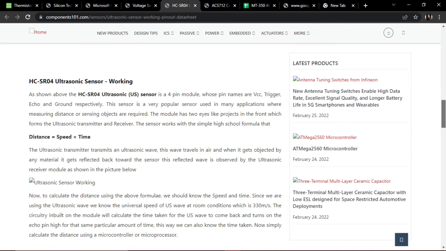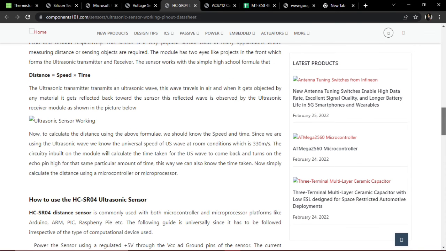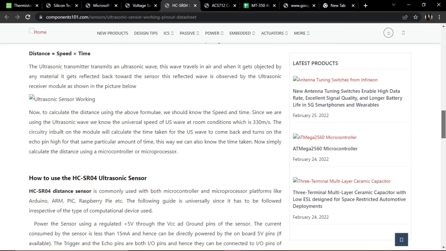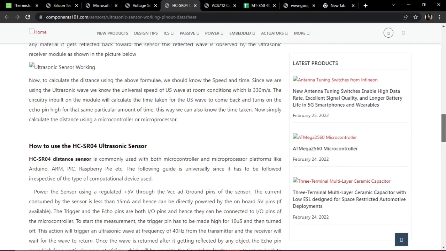The ultrasonic transmitter transmits an ultrasonic wave. This wave travels in air and when it gets obstructed by any material, it gets reflected back towards the sensor. This reflected wave is observed by the ultrasonic receiver module. To calculate the distance using the above formula, we should know the speed and time. Since we are using the ultrasonic wave, we know the universal speed of the US wave at room condition, which is 330 meter per second. Now simply calculate the distance using a microcontroller or microprocessor.